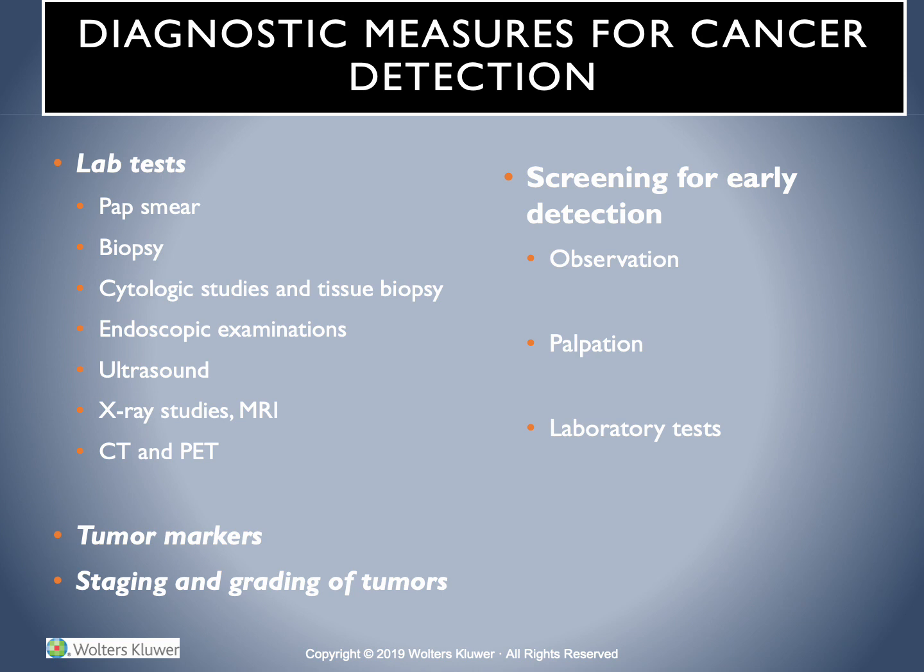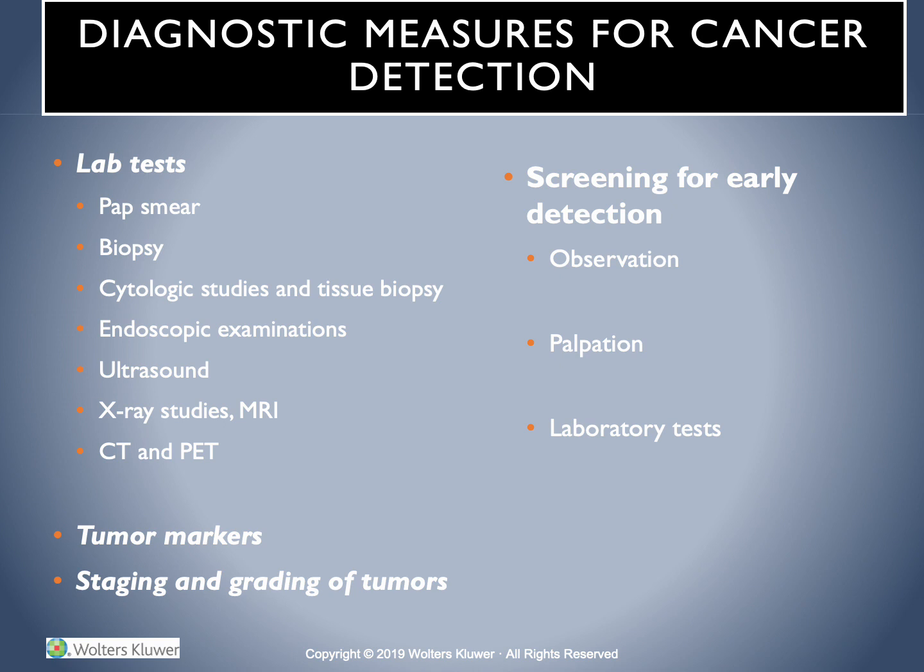There is also the use of genetic testing to identify specific genetic mutations or alterations that may increase the risk of developing certain types of cancers. These tests can be used for diagnostic purposes as well as to determine treatment options or assess the risk of cancer recurrence. Some of the screening tests that are utilized: observation, palpations, and even some laboratory tests.